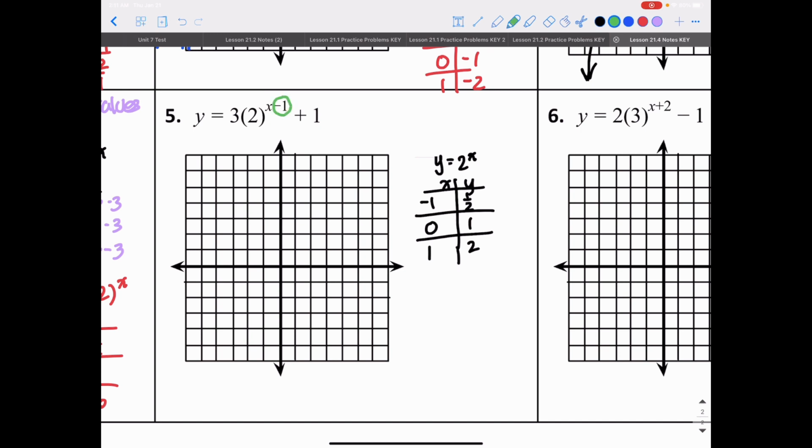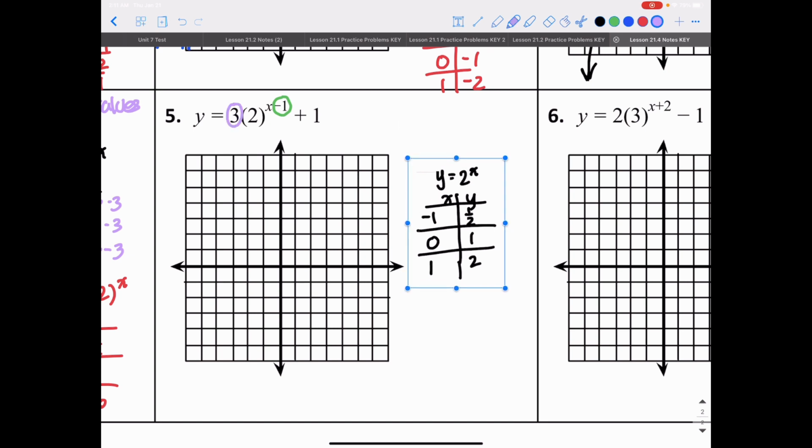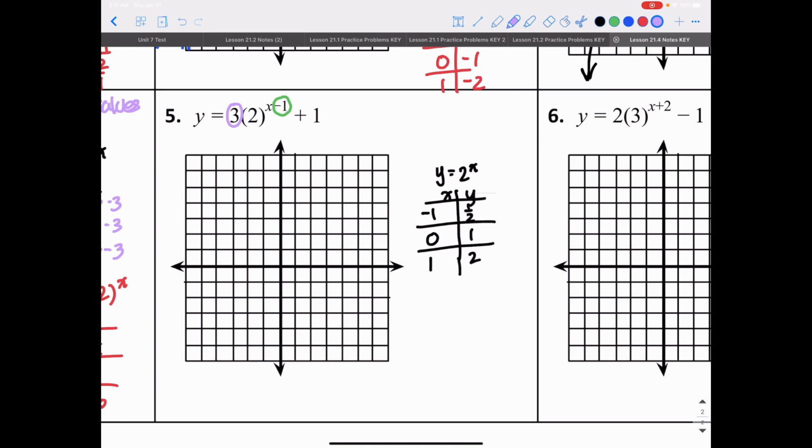I have a horizontal shift of negative 1. I have this coefficient that's going to tell me I'm multiplying my y values, and then I have this adding something. So first thing first, I'm going to start with order of operations, multiplication first. I'm multiplying all y values by 3.